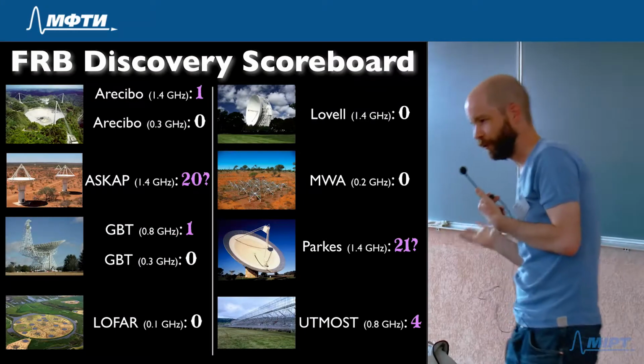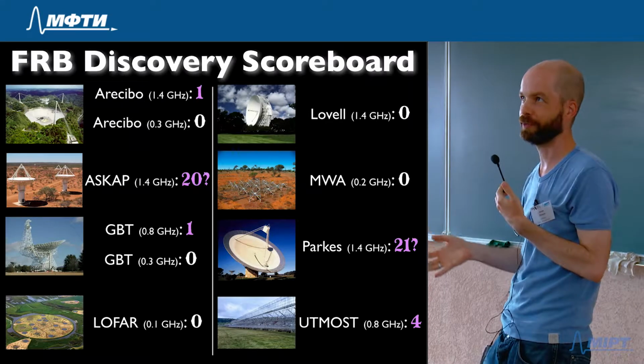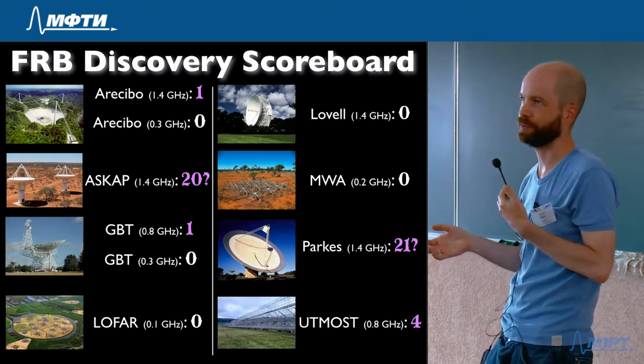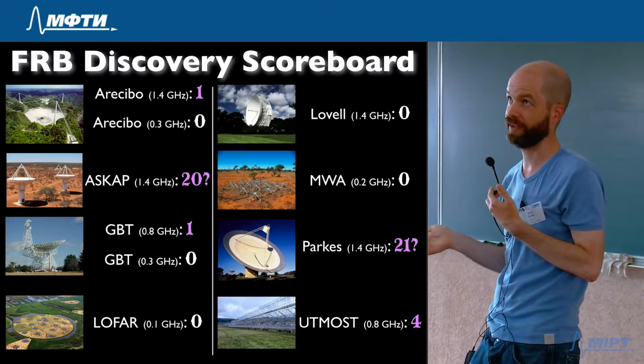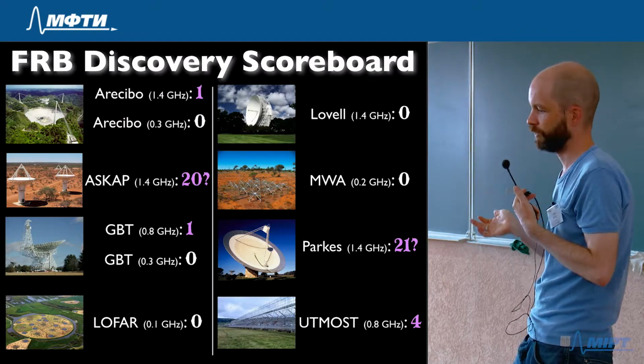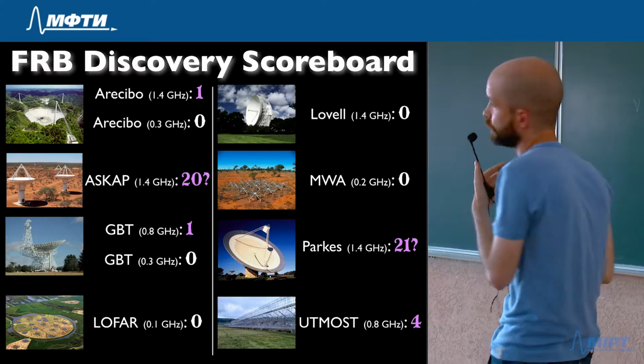So this is a current scoreboard. I told you a few minutes ago that there's a fast radio burst maybe every 10 seconds somewhere on the sky, but we've only found about 40 of them so far. And the number that's actually published is probably more like 25 or 30. There's a large number that have been found just in the last year by the ASKAP telescope in Australia.